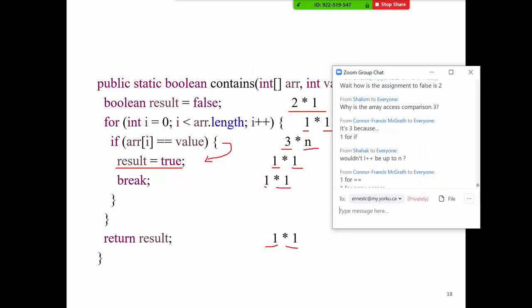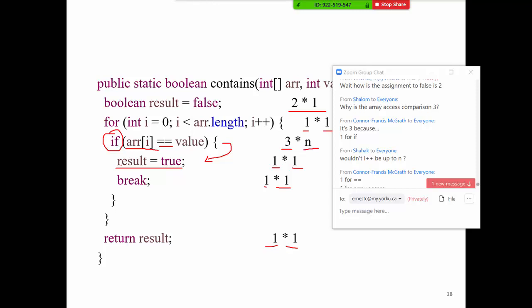The array access is a 3 because you need to read from the element of the array, you need to compare, and you need to do an if statement. So these are 3 elementary instructions. We defined all the elementary instructions on the previous slides, about what we consider as elementary instructions.